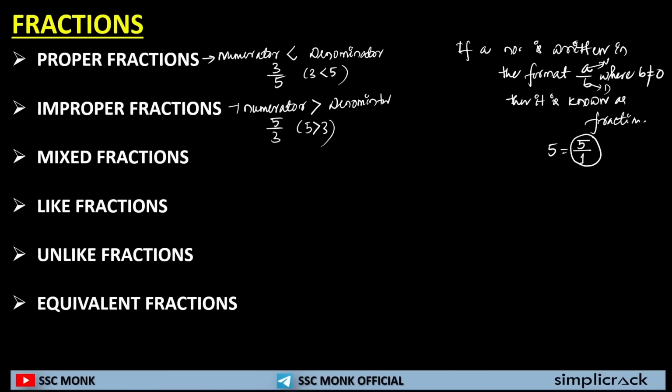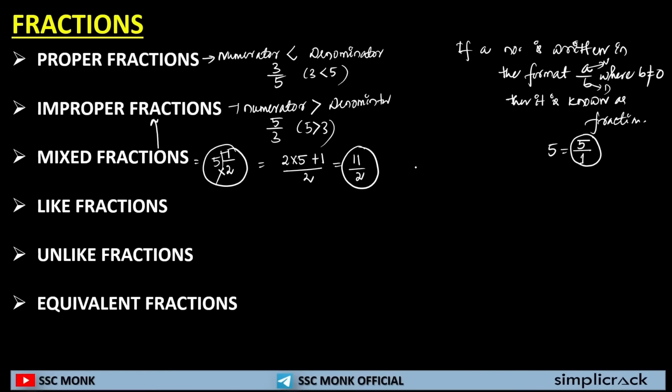Now what is a mixed fraction? If a fraction is written like this, 5 1 by 2, this will be known as a mixed fraction. And what is the formula to it? We will multiply 2 into 5 plus 1, divided by 2. So a mixed fraction can be converted into an improper fraction because 2 into 5 is equal to 10, plus 1 is equal to 11 by 2, and this is known as an improper fraction. How did we do it? We multiply 2 into 5 and we add 1 over here.